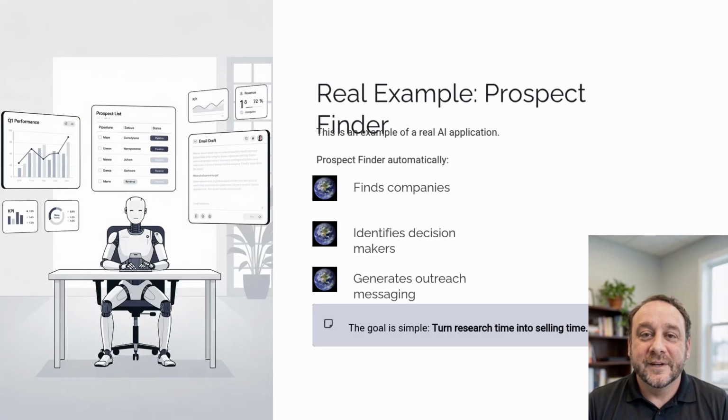To make this more concrete, let's look at a real example. Prospect Finder is a simple AI application designed to automate the prospecting process. Instead of manually researching prospects every day, the tool helps identify target companies, surfaces relevant decision makers, and can even generate outreach messaging. The objective is simple. Sales professionals should spend their time selling, not performing repetitive research tasks. Prospect Finder is an example of how a series of prompts and workflows can be packaged into a practical tool.